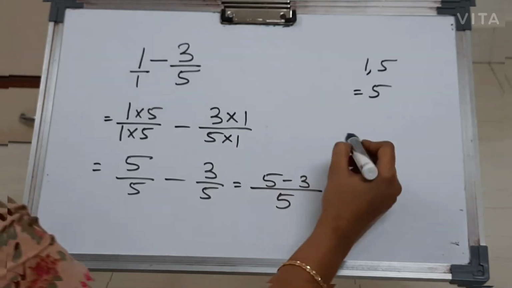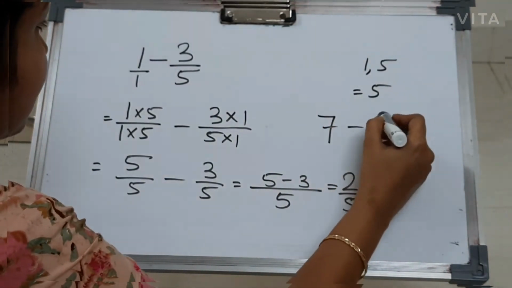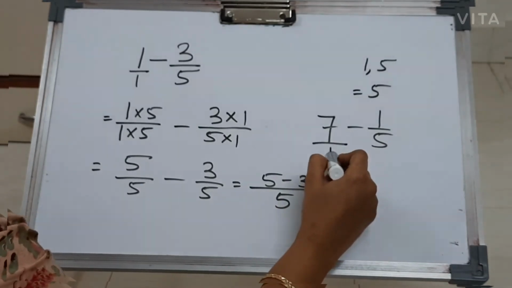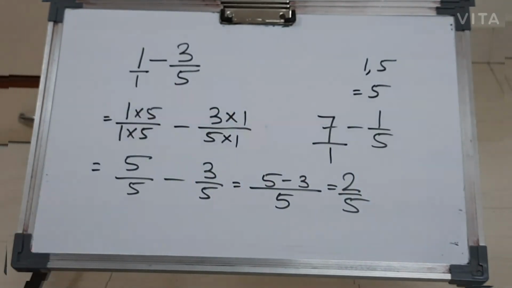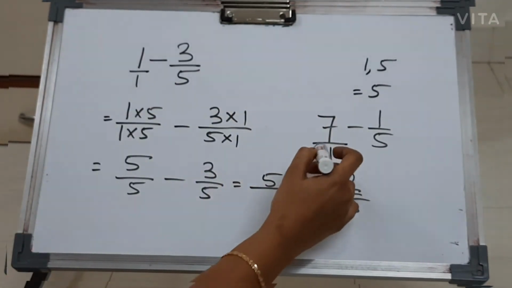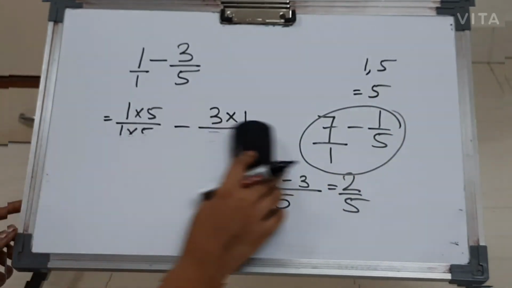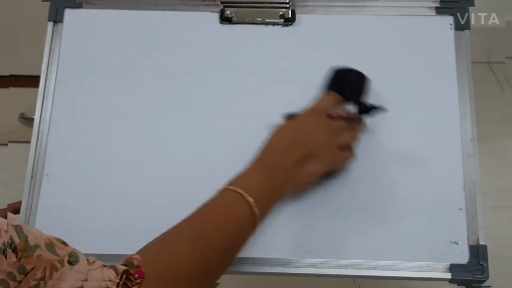This is the way we have to solve. If suppose the question is like this also, 7 minus 1 by 5. Again what we have to do here? Nothing is there, means here is 1. So for a whole number also we have to solve this way. So if nothing is there in the denominator, that means it is 1.